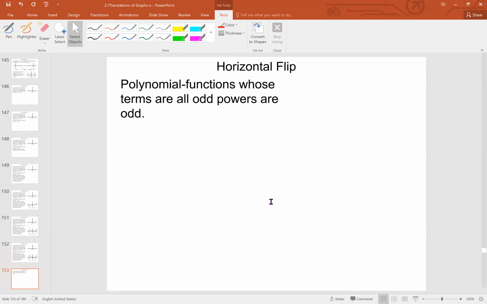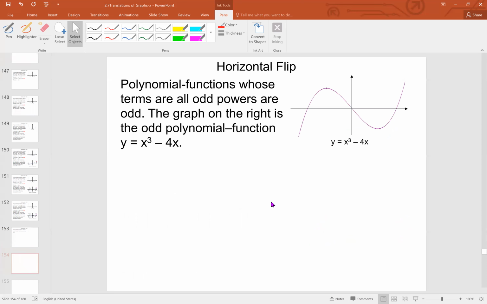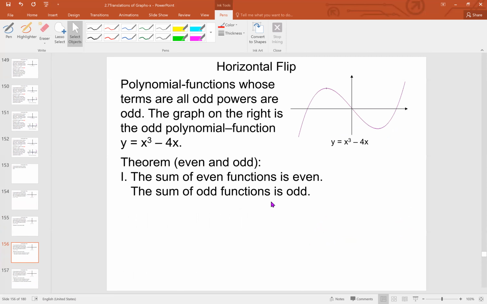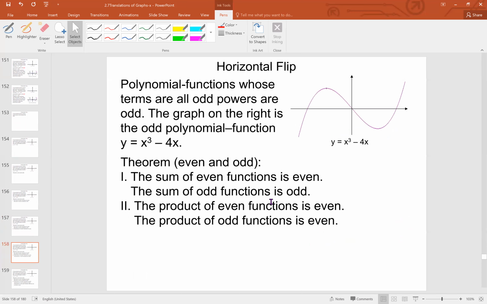Now, where did the name come from? Well, if a polynomial has every power odd, then it's an odd function. Okay, because when I plug in minus x, the minus sign can be extracted. Okay. And here are the basic facts about even functions and odd functions.